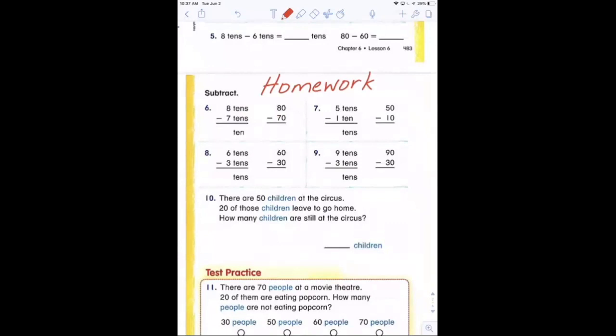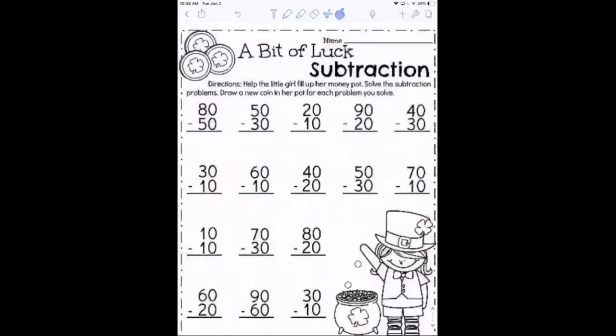Okay, and then the next page, it's extra so that you can practice more. So if you finish all of your work, you could practice here. Okay, so this is extra.